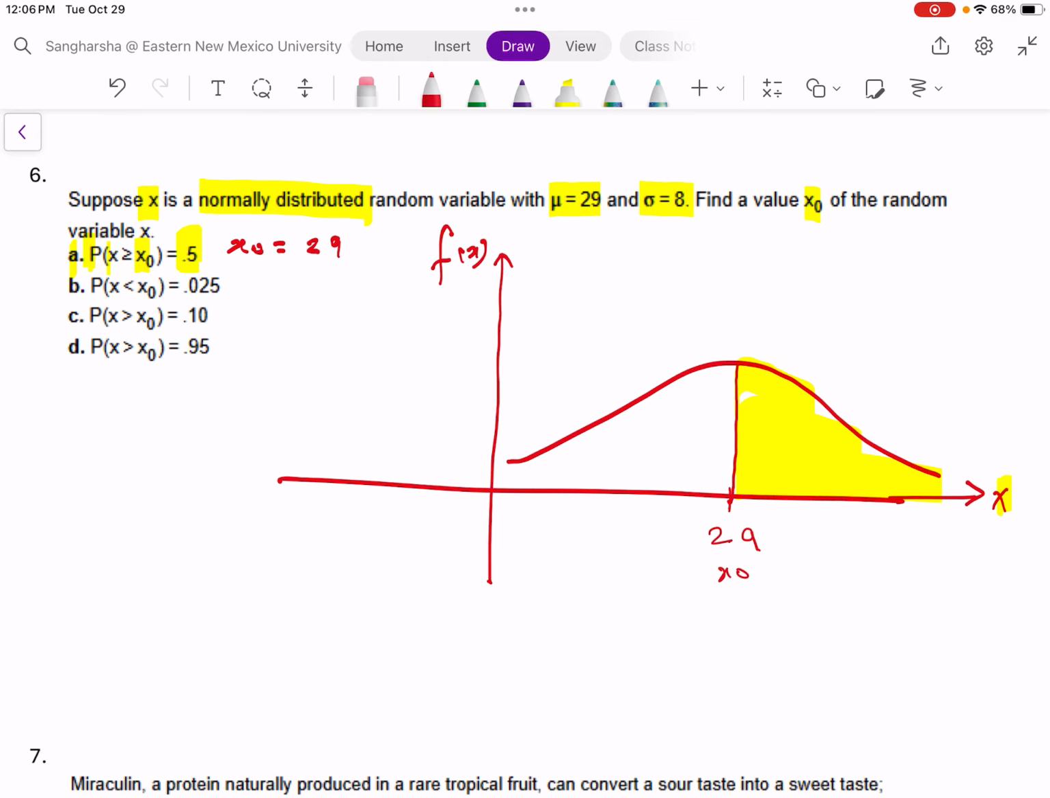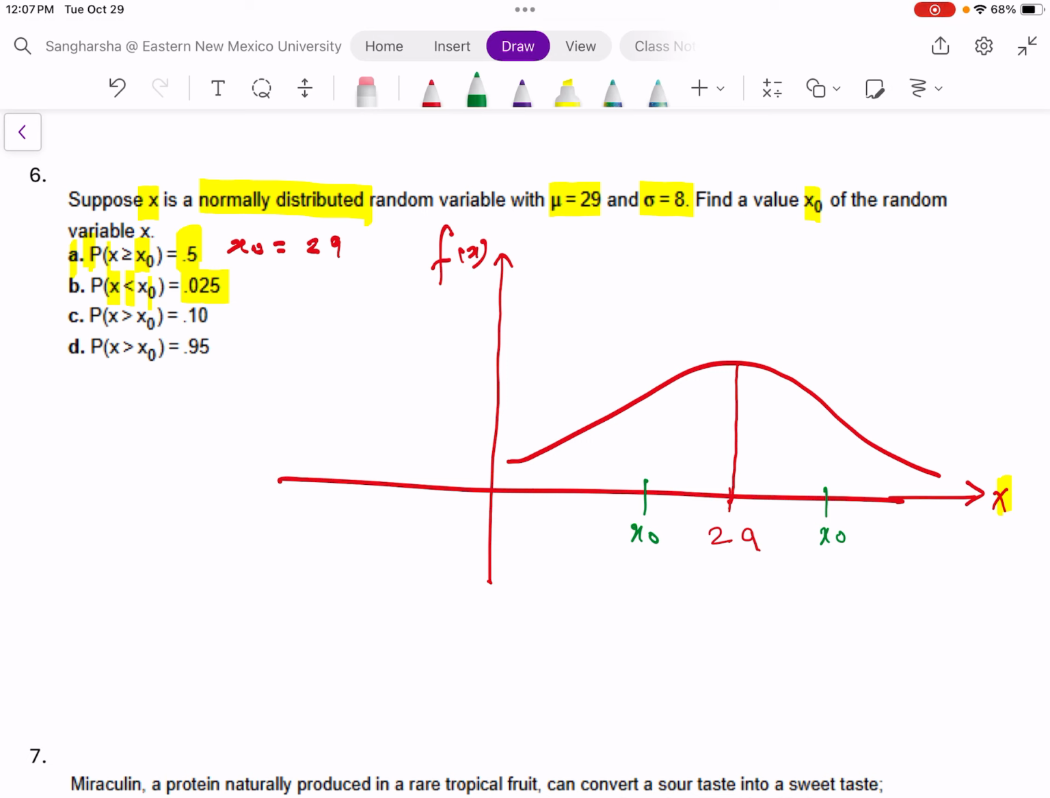In part B, we are asked to find x naught such that the probability of x less than x naught is 0.025. Now where do you think we will have our x naught? We have two options: on the left or on the right. But the probability that x is less than x naught, meaning the left side, has to be equal to 0.025.